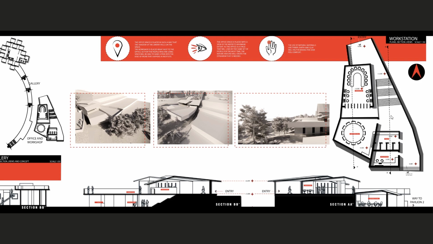The other part of the entry leads to a series of staircases which connect to the conference room, podcast room and the toilet on the ground floor. The other end of the workstation leads to the pavilion, and the roof of the ground floor acts as a terrace for the main workstation.